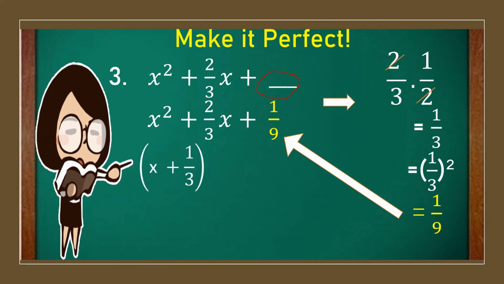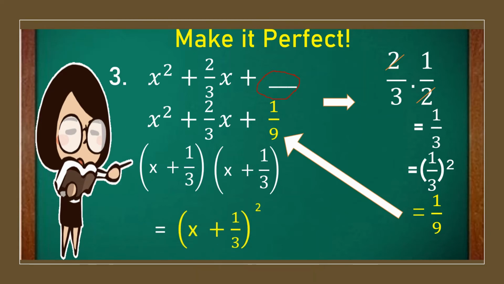And what are the factors? So the factors are the quantity x plus 1/3 times the quantity x plus 1/3. Guys, do you know where the 1/3 came from? It comes from 1 over 9. Let's get the square root. The square root of 1 is 1, and the square root of 9 is 3. So, this is now the factor. And the square of binomial is x plus 1/3 quantity squared. Okay, guys. That is number 3.